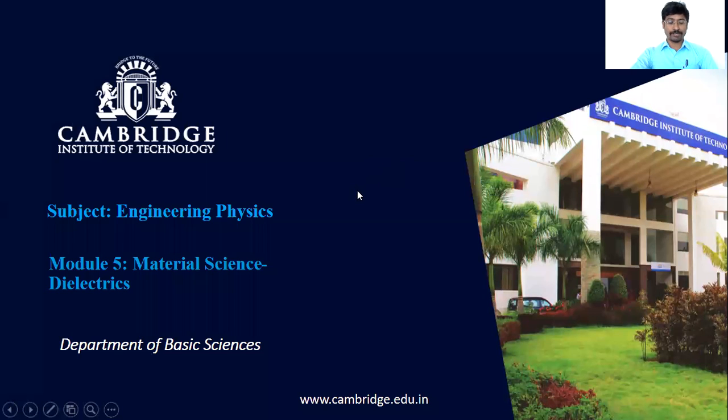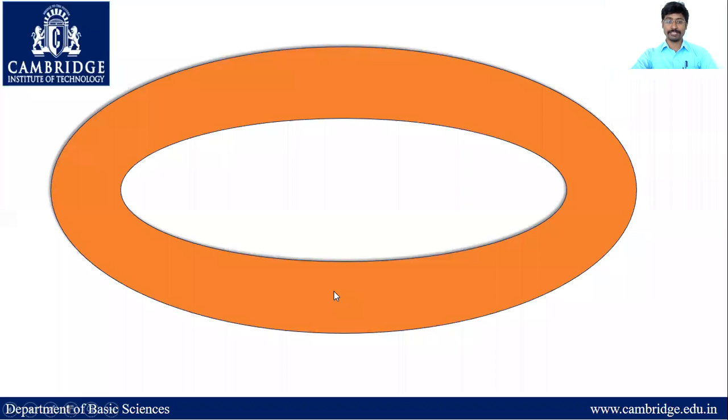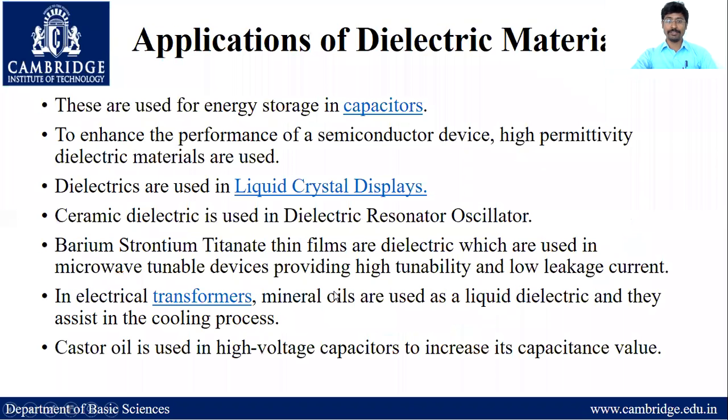Welcome students. Now we will discuss Engineering Physics Module 5, Material Science. In material science we have divided the topic into three parts: conductors, semiconductors and dielectrics. Now we will discuss dielectrics. In the dielectrics, once again, we are discussing only the applications part here. What are the applications of dielectric materials?